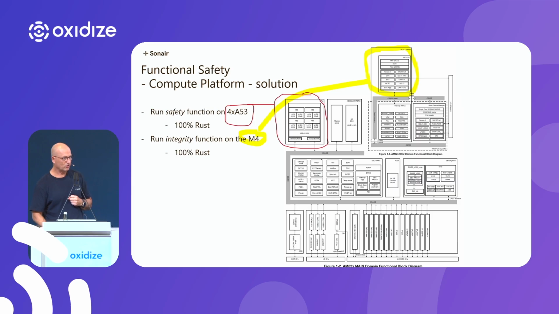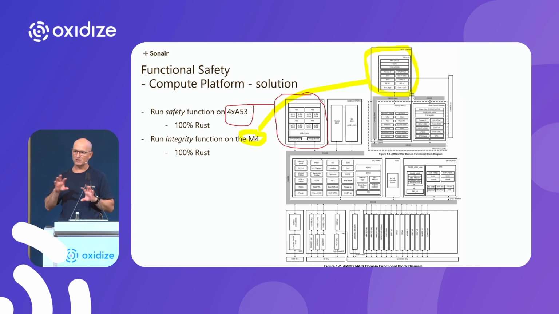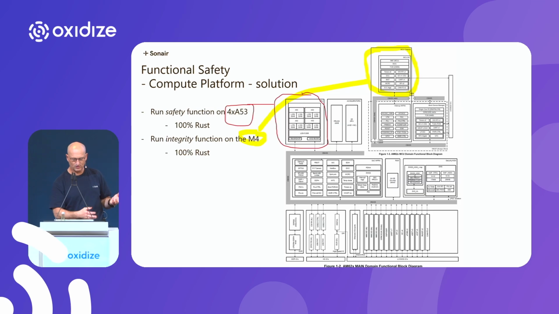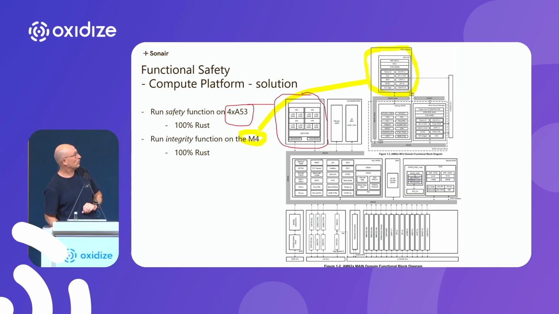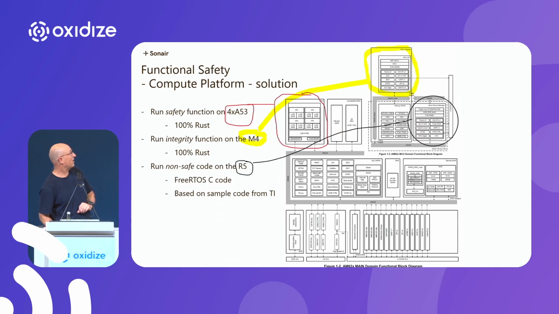So the integrity function, for those of you who don't work with functional safety, that's the part that sort of checks that everything is running okay. So it's a very nice separation of concern. And then we have the non-safety part of the system running on the R5. So that's where we're running the communication, because the Ethernet communication is not part of the safety system.